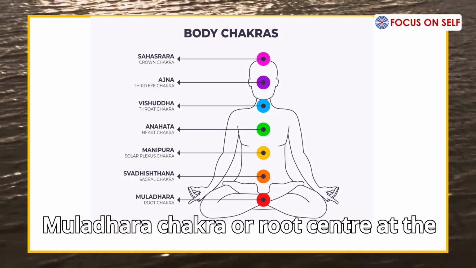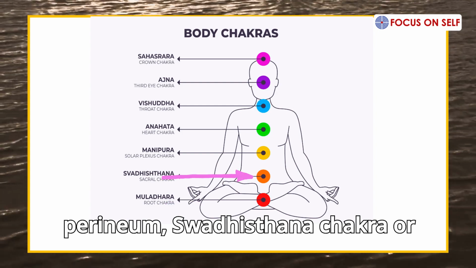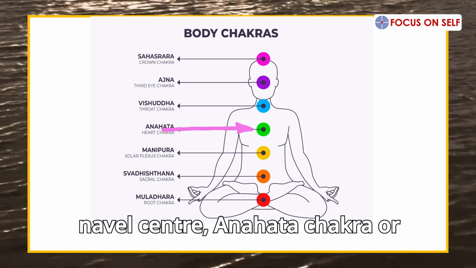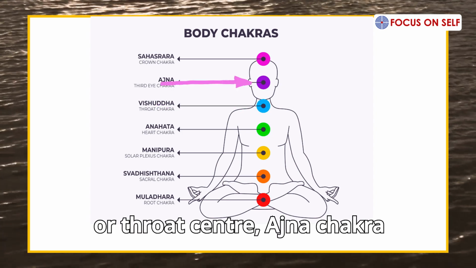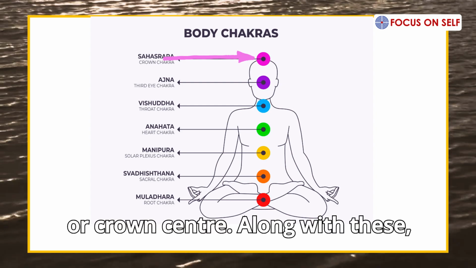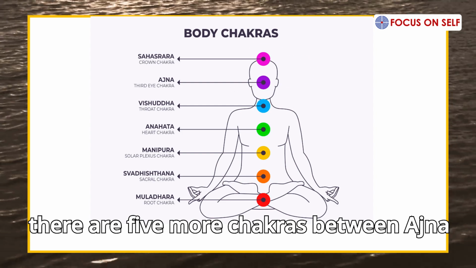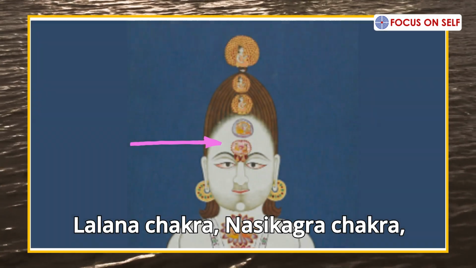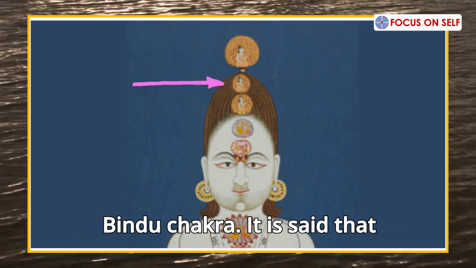These are Mooladhara chakra or root center at the perineum, Swadhisthana chakra or groin center, Manipura chakra or navel center, Anahata chakra or heart center, Vishuddhi chakra or throat center, Ajna chakra or third eye center, Sahasrara chakra or crown center. Along with these, there are 5 more chakras between Ajna chakra and Sahasrara. These are Lalana chakra, Nasikagra chakra, Manasa chakra, Soma chakra and Bindu chakra.